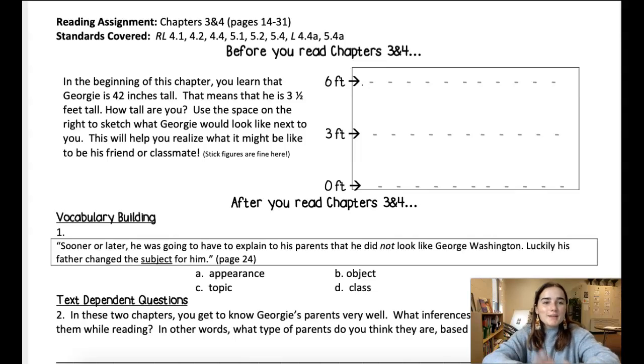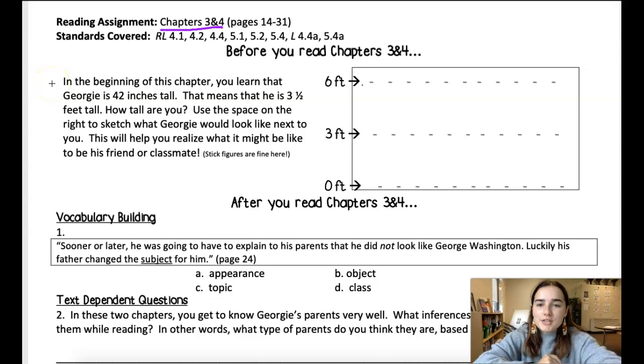Hi, fourth grade. Your job today is to complete page 5 in your The Thing About Georgie Independent Study Packet. At the top of page 5, we are going to be answering questions about chapters 3 and 4. If you do not remember what happened in chapters 3 and 4, please watch the videos of me reading them out loud before you get started on this page.